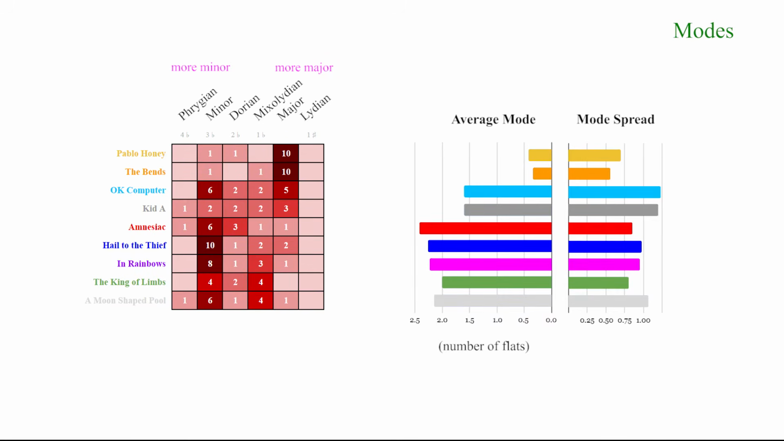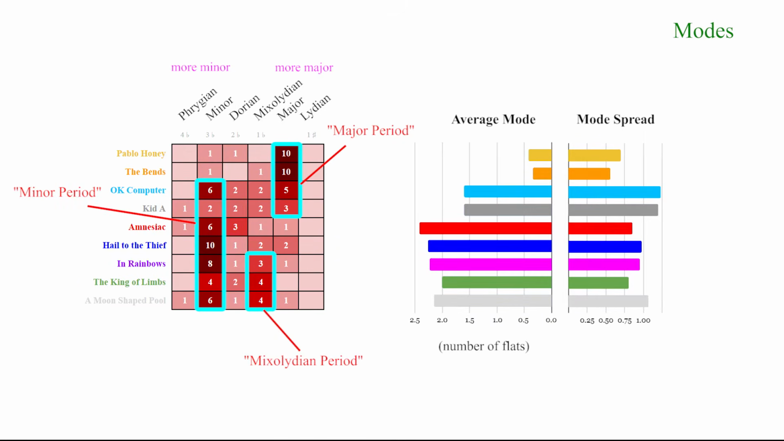These preferences have a strikingly longitudinal character, continuing from album to album in somewhat overlapping trends. This can be visualized on the chart as sort of vertical bars. From the perspective of these trends, you could even refer to various periods of Radiohead's discography as their major period, minor period, and Mixolydian period, which I find rather amusing.